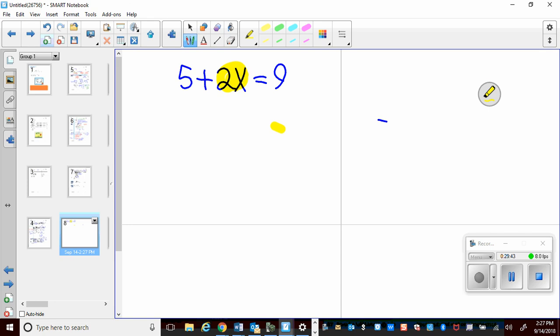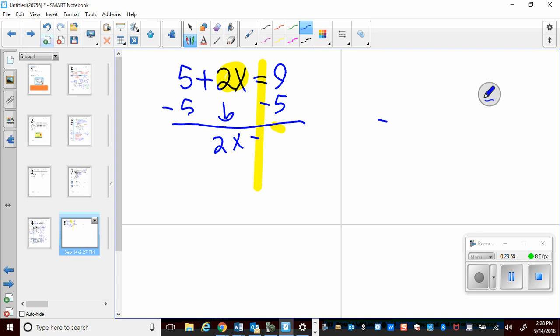If you can't tell what both sides of the equal sign are, you always put a line down the middle of that equal sign. Get your head off the desk. Subtract 5 on both sides. 2x comes down, equals 4. What do you do after that? Divide by 2.